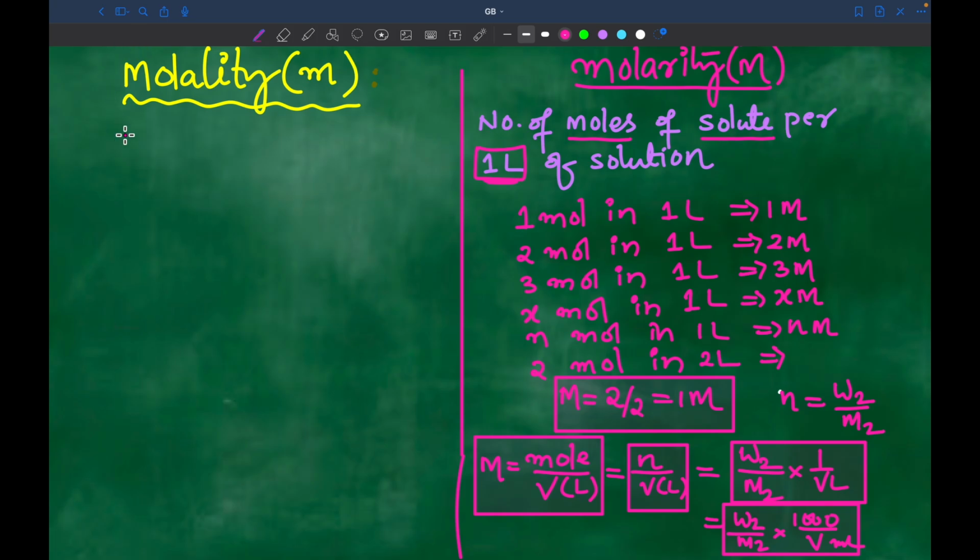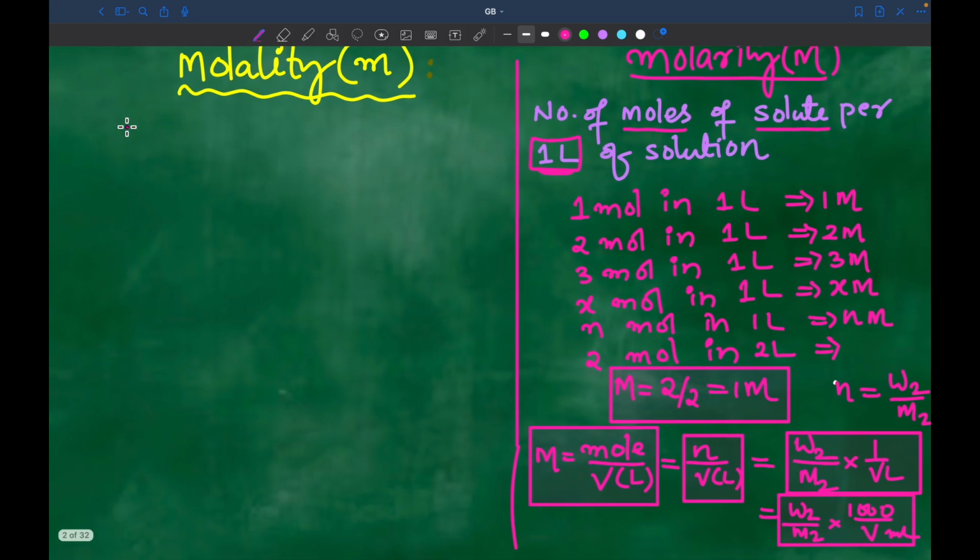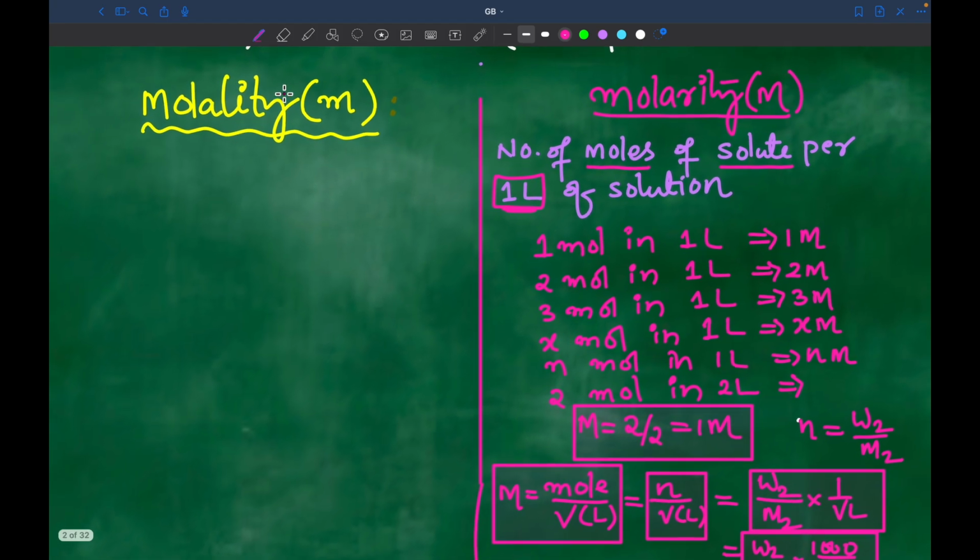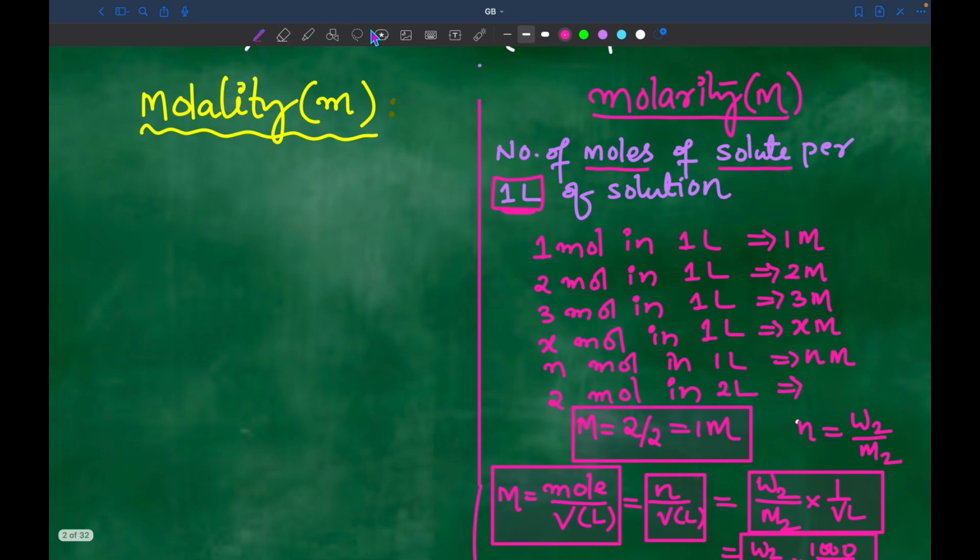Okay, so we'll talk about molality. What is the difference you see here? There is only 1 liter, right? So here you have molarity.